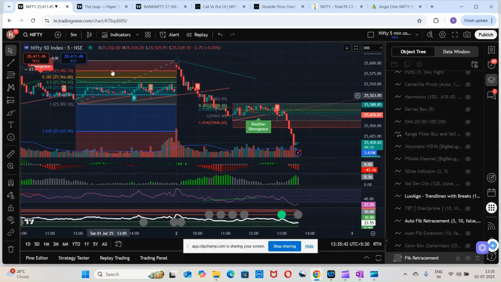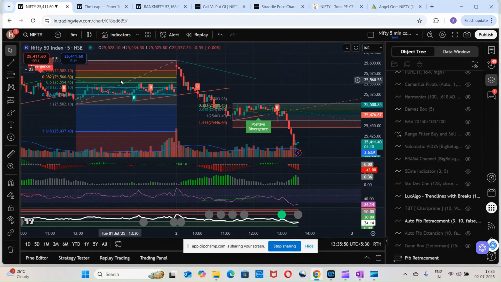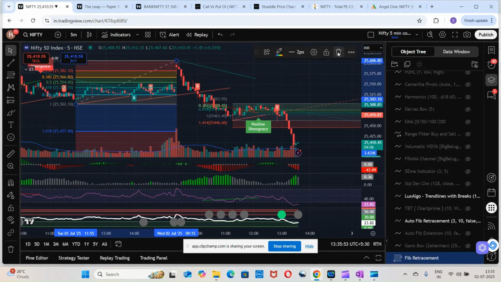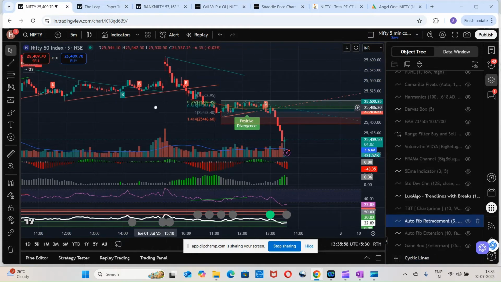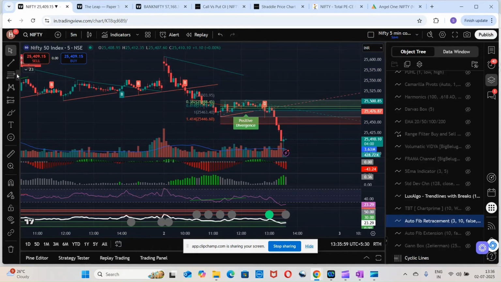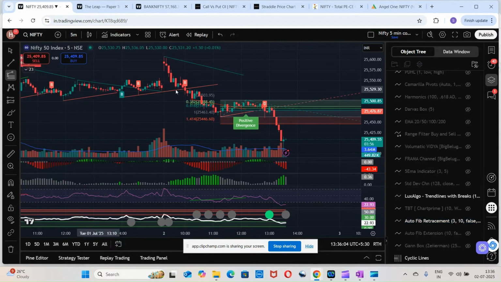So this is fib retracement, right? I need to remove this, so let me check. I'll remove this fib retracement. What we will do is, fib extension also you could draw. Okay, trend based extension. Basically the trend is from here to here, right? So we'll just plot this.